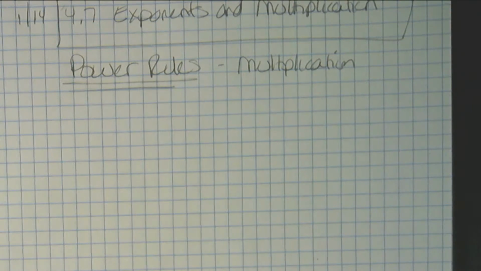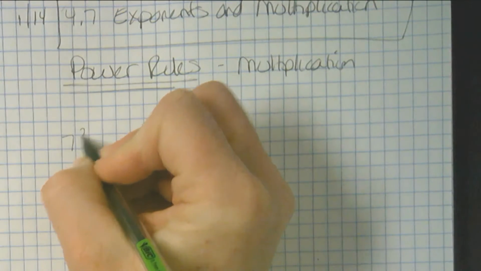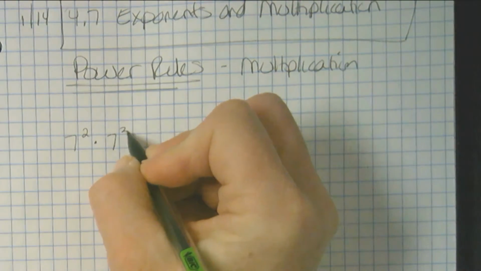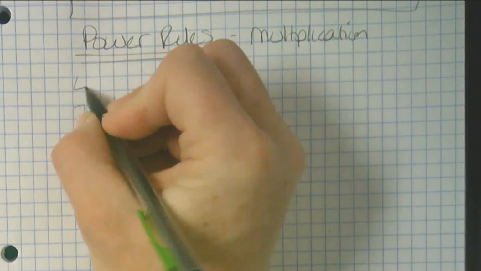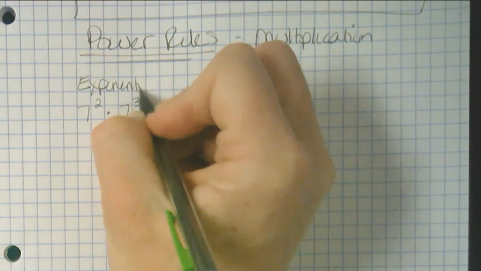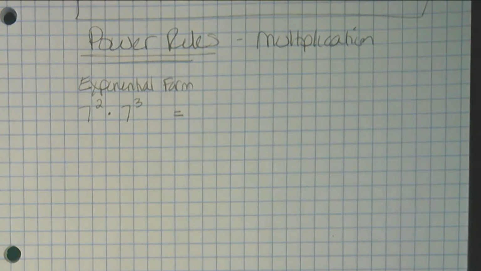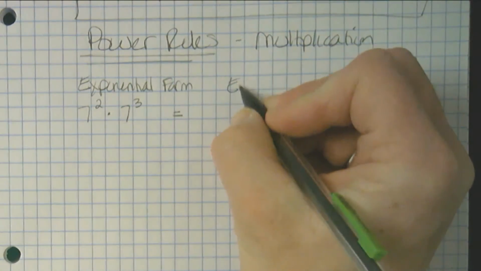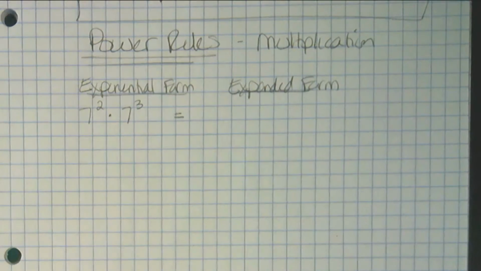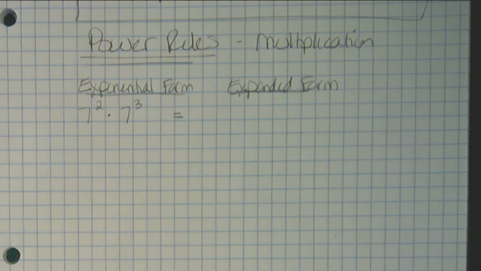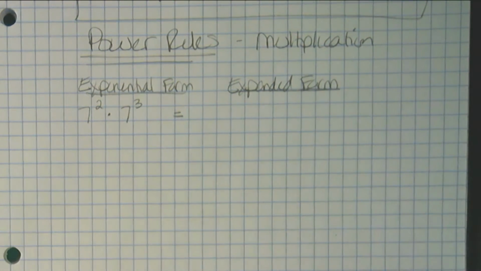All right, so what I want you to do is write down 7 squared times 7 to the third. All right, this is called exponential form because it's written with exponents. I'm going to write this out in expanded form. I'm not expecting you to write it out in expanded form every time, but I want you to understand why the formula is what it is and why the rule is what it is. What does 7 squared mean?